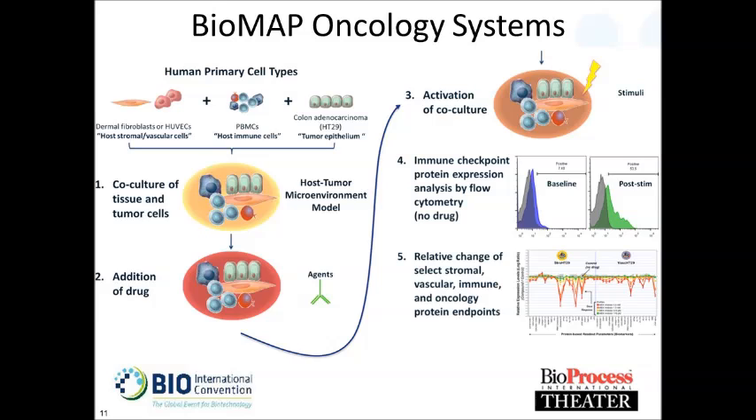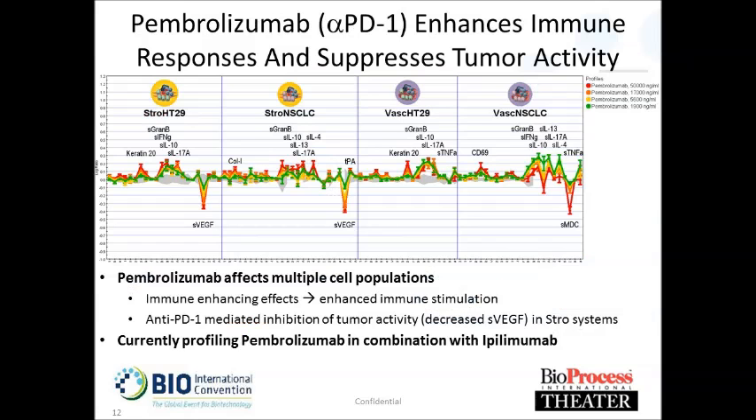We co-culture all 3 of those cell types together, add a drug, biologic or a small molecule, and then stimulate these systems to create a modest inflammatory environment. So T cells are primed but not cycling, and then look with flow cytometry at immune checkpoint expression in this case, as well as a set of biomarkers that reflect changes in the stromal, vascular, immune, or oncology-based readouts. Right? So the same concept we've been talking about here, we've just introduced a model of the tumor itself.